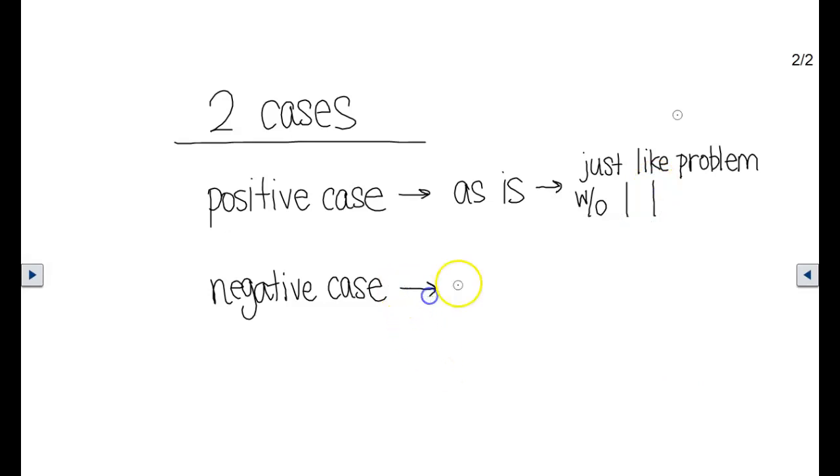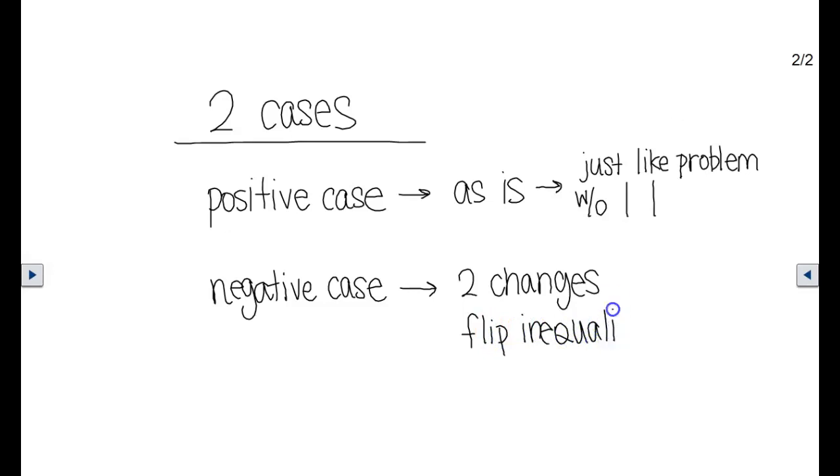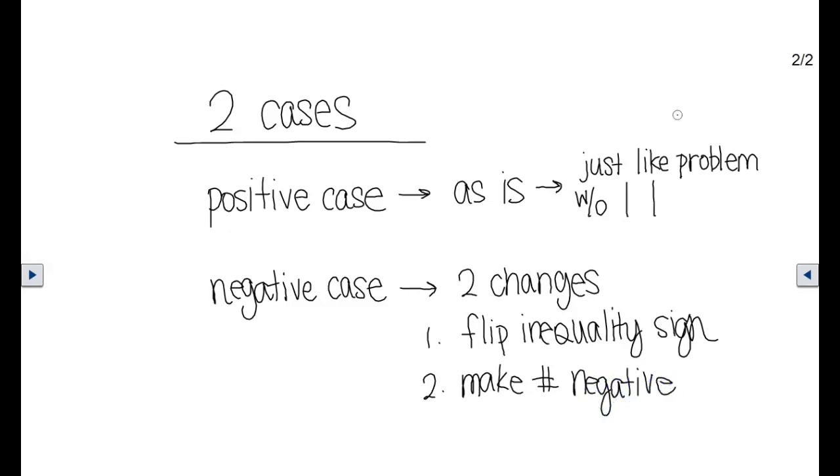On the negative case, we're going to make two changes. Okay? You are going to flip the inequality sign. So when you write that negative case, you will first of all flip the inequality sign, and then the second change you will make is you will make the number negative. So these absolute value inequalities, when you solve them, are still going to require, just like the absolute value equations, that you do two cases, a positive and a negative, and this is how it will always go.